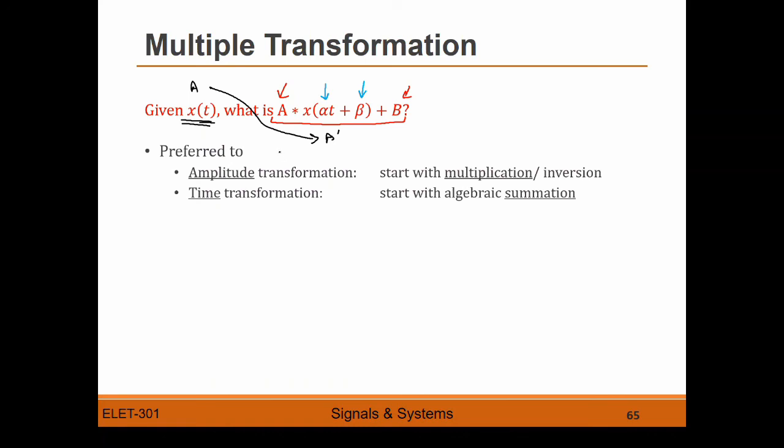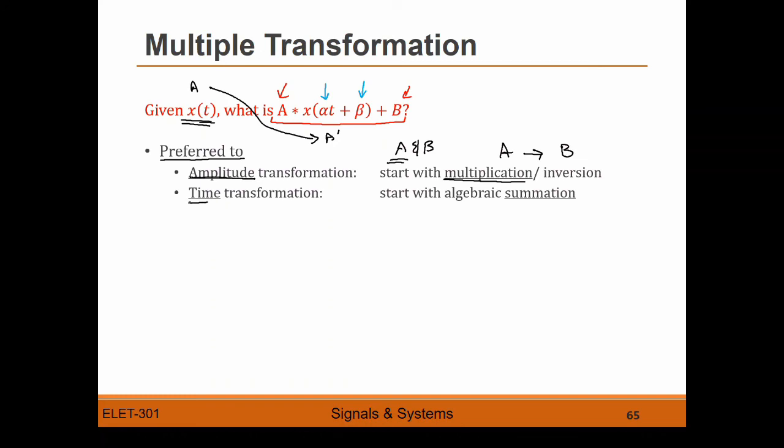There are different ways to solve it, but I would recommend the following steps. Go with the amplitude transformation and start with multiplication. Here are the amplitude parameters, capital A and capital B, and you have to start with multiplication. So do A first, then do B second.